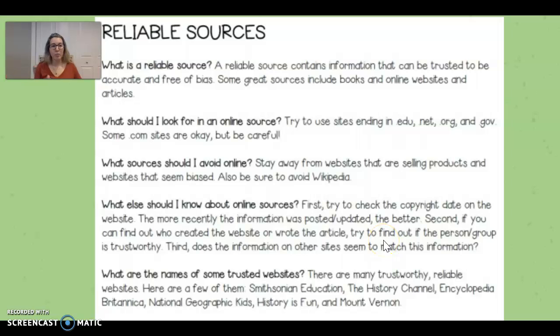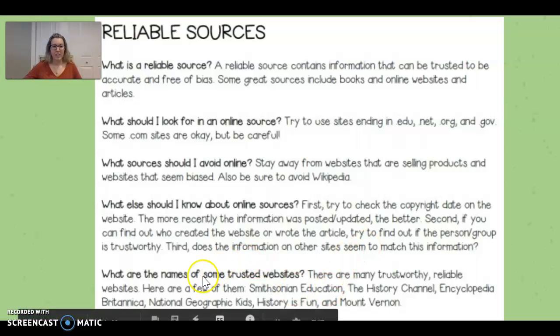So another thing that you should know about is looking at the publishing date or the copyright date. More recent information is going to be more accurate because more studies have been done since 20 years ago, so there may be more accurate information out there. So always make sure to check that date.